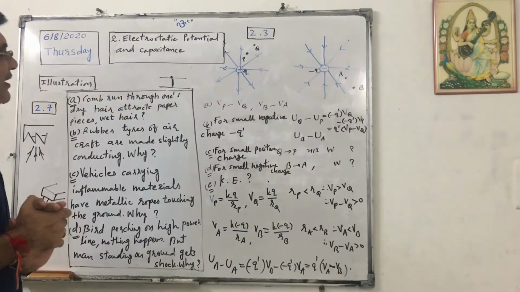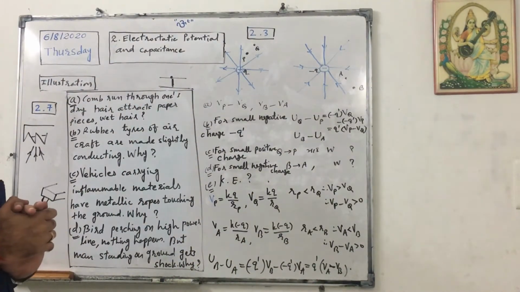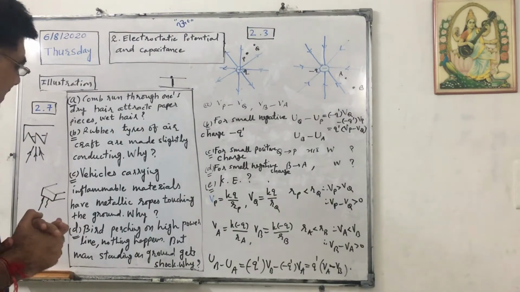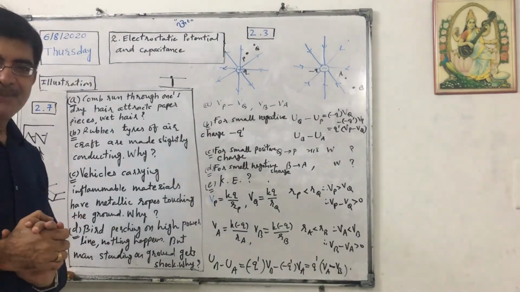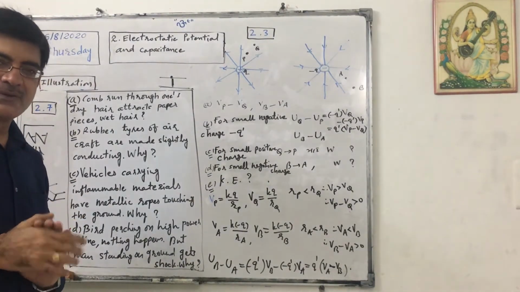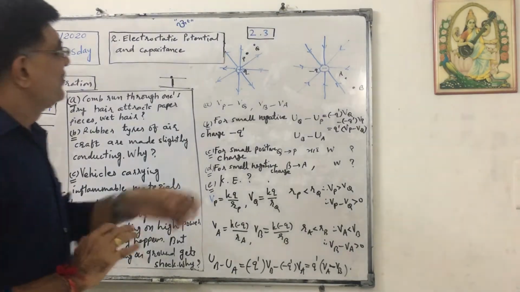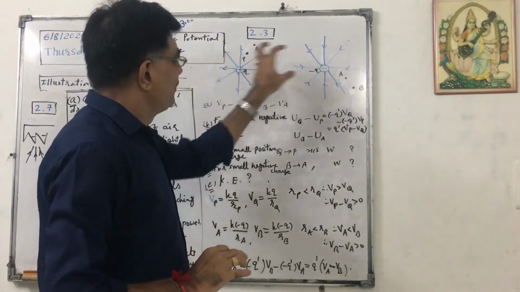Second lesson, electrostatic potential and capacitance. We will discuss two illustrations today. Both are descriptive and concept based. Okay. 2.3, they have given two figures.